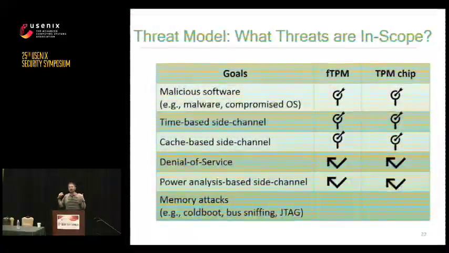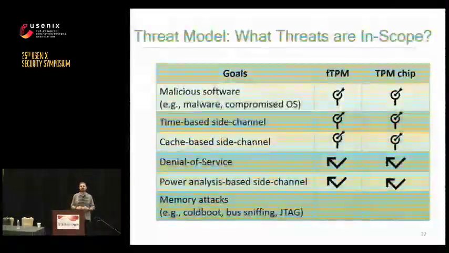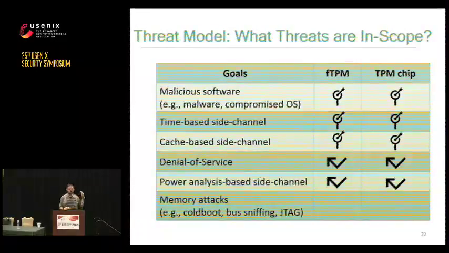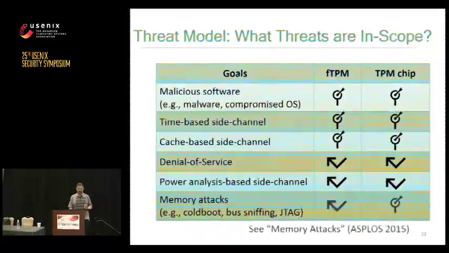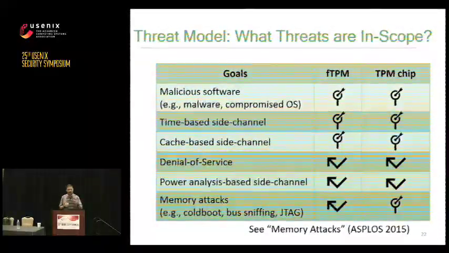If you have the expenses and the sophistication to mount these side channel attacks, TPMs were never really designed to protect against these attacks. We're worried about them, but for this talk, they're out of scope. Finally, memory attacks. These are the more interesting ones, actually. The fTPM stores all its state in memory, in RAM. So now, things like cold boot, bus sniffing, or JTAG attacks are in scope.